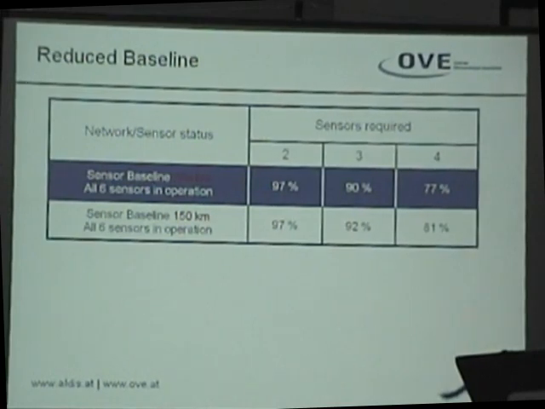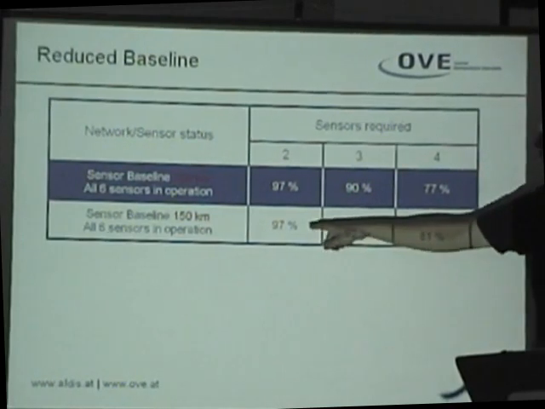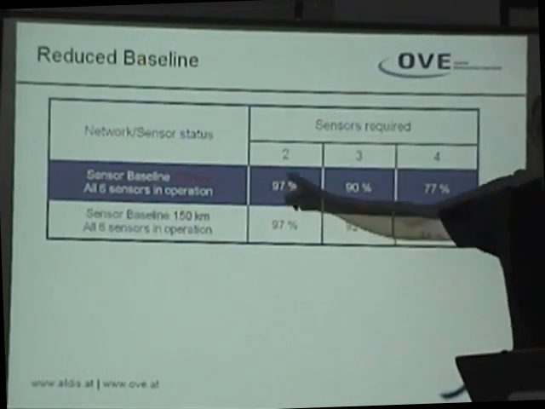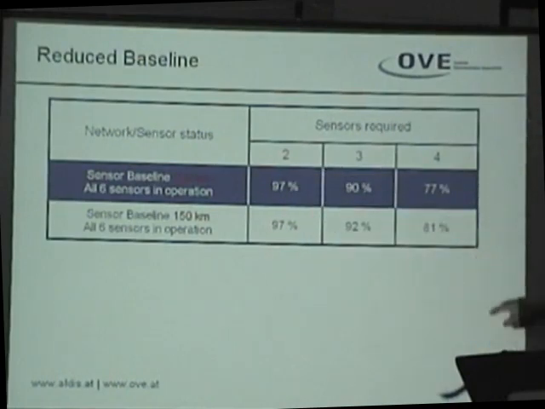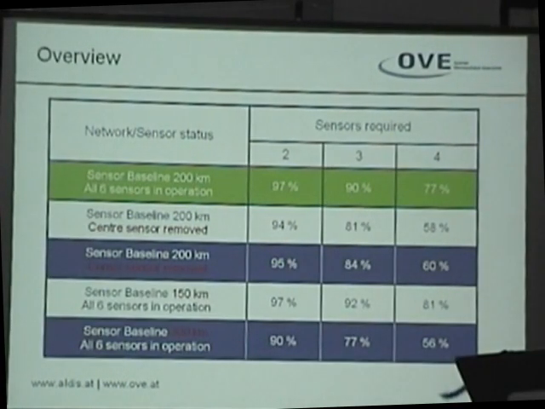The effect of sensor baseline, this is what we have for the 200 kilometer. If I reduce it to 150 kilometer, there's not a big effect for the 2 sensor required network, but for the 4 sensor required network, there is a bigger effect. And if I go to 300 kilometer, you see also the dramatic decrease here and only a small decrease for 2 sensors. This is again an overview of all the results that I just explained.